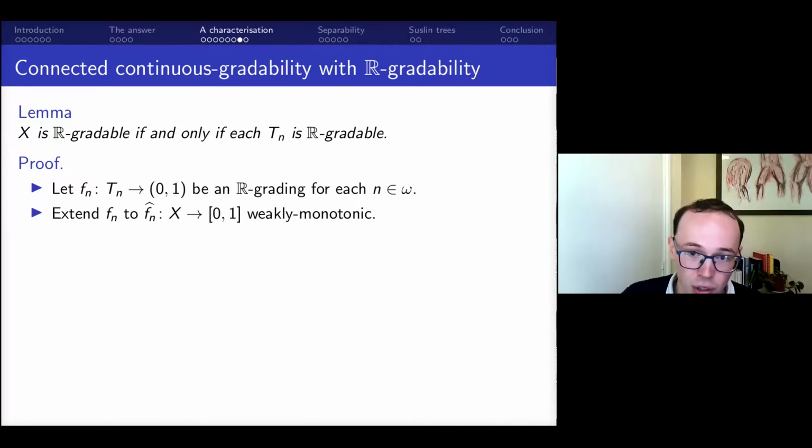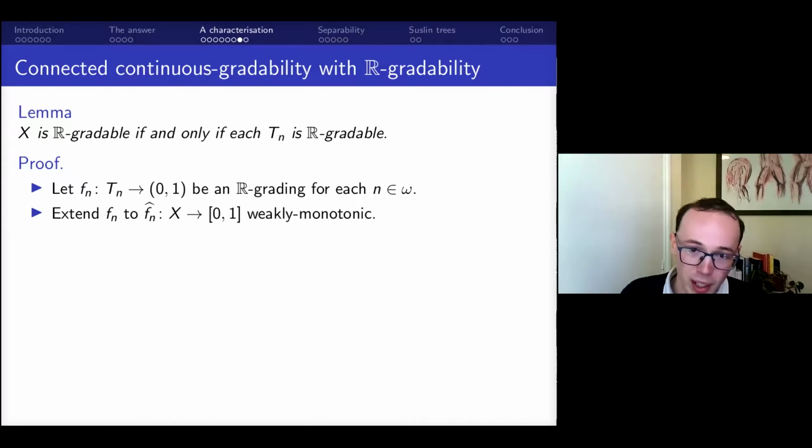And each Fn is an R-grading. So what we're going to do is combine all of these R-gradings together into one R-grading of the whole branchwise-real tree order. So the first thing we do is we extend each Fn to Fn hat on the whole of X, weakly monotonic.